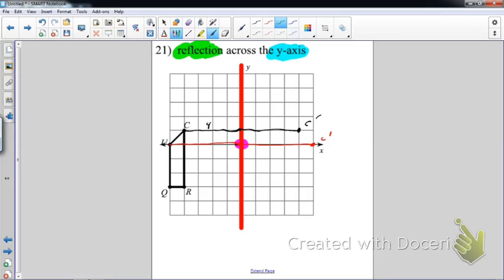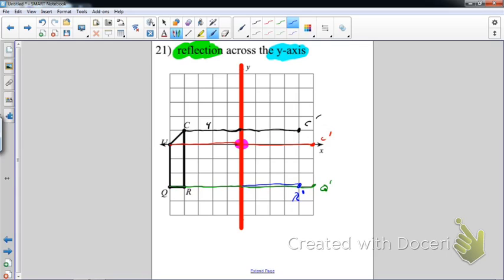How many units did I go away for Q, let's say? I went 1, 2, 3, 4, 5. I'm going to do the exact same thing here. 1, 2, 3, 4, 5. Here is my Q prime. And then R is 4 units away, so I'll put that one there in a different color. 1, 2, 3, 4. And here is going to be my R prime.